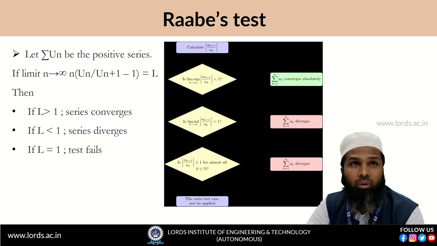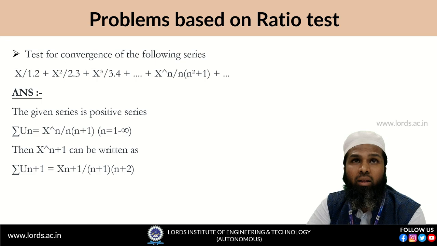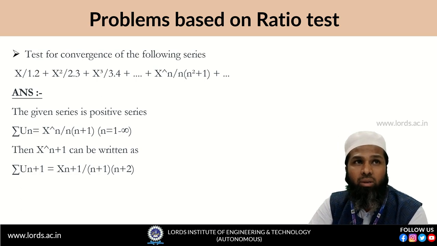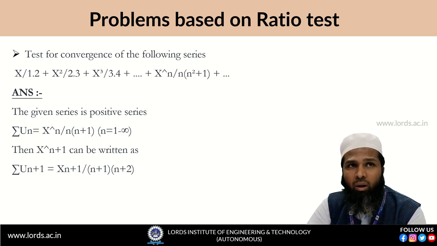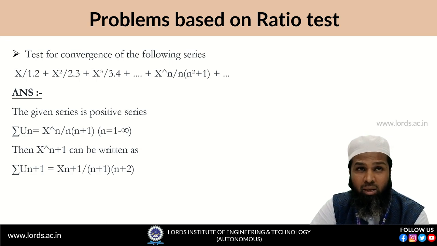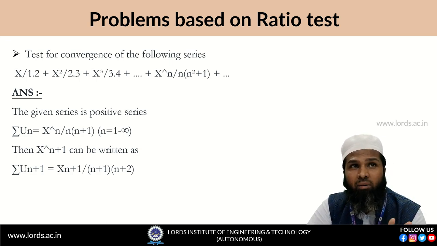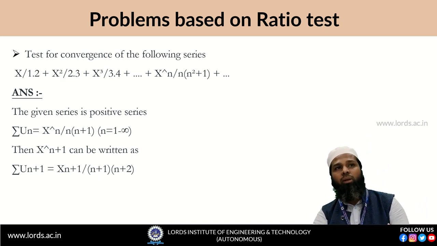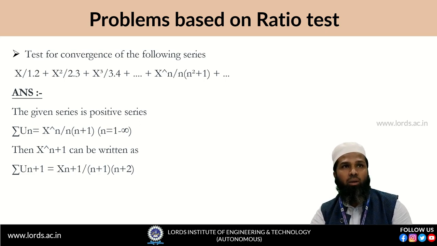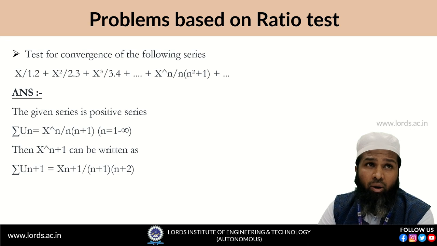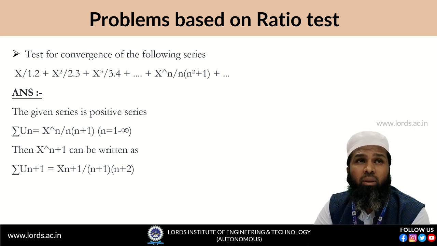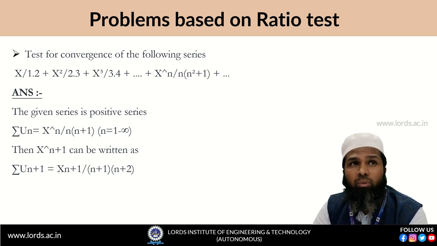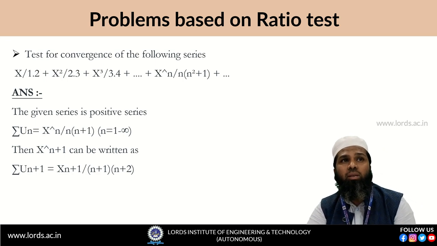So I will take one example, and we will get clarity. Let us take one problem on the ratio test. The problem is like this. Test for convergence of the following series. Always test for convergence. What does it mean? We want to know whether the series is convergent or not. That's why we write the question this way. The series is given as x by 1 into 2 plus x square by 2 into 3 plus x cube by 3 into 4 and so on, plus x power n divided by n into n plus 1. This is the series.